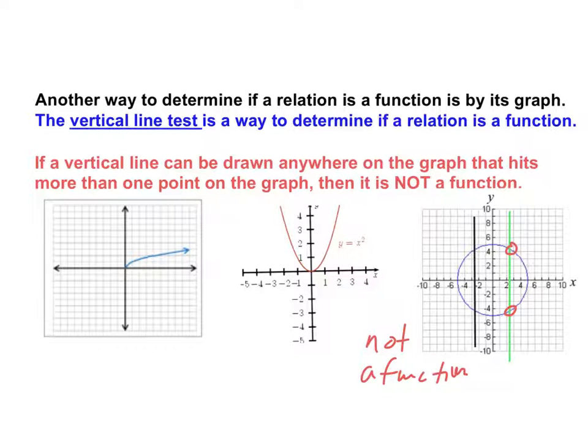X can only go with one y, but if it goes with more than one y, just like on Friday, it's still not a function. The vertical line test is just a graphical way of showing that, okay?